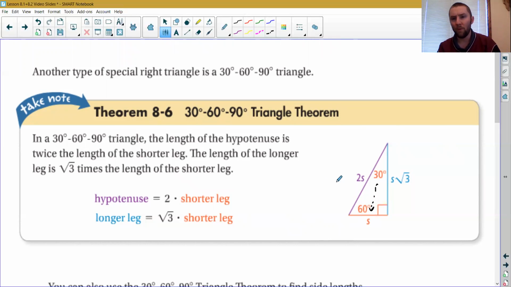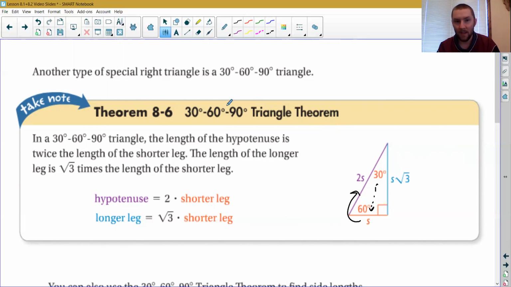So if we know the side length across from the 30-degree angle, meaning the shortest side, the shorter leg, if we want to find the hypotenuse, it's as simple as just doubling it. Take that short side length and double it, and that's the hypotenuse length all the time, every time. In terms of the longer leg, the other one that meets at this 90-degree angle, we take that shorter side and we just put a radical 3 on it. We multiply by radical 3.